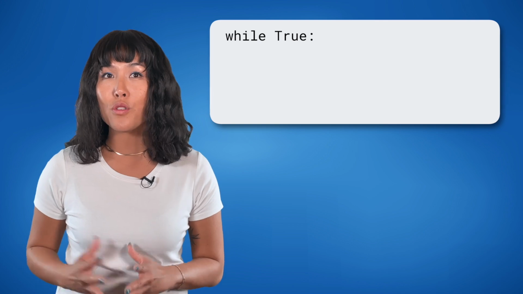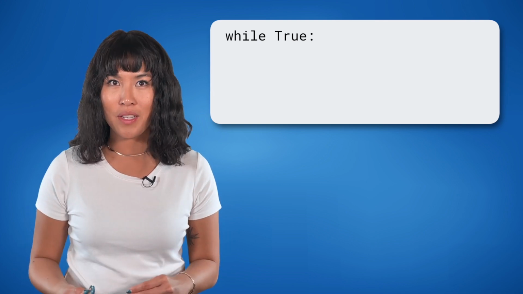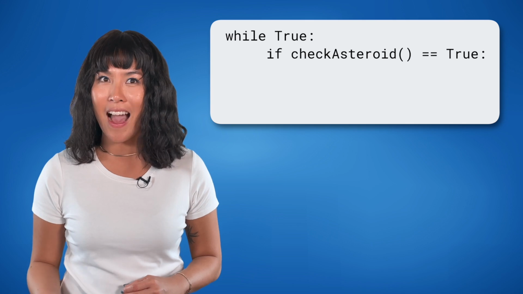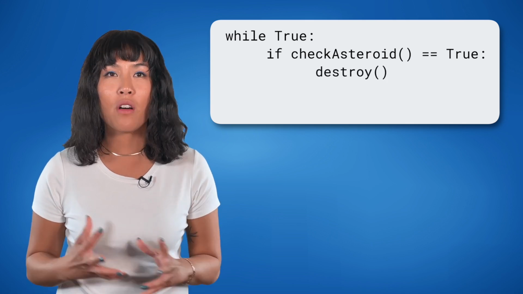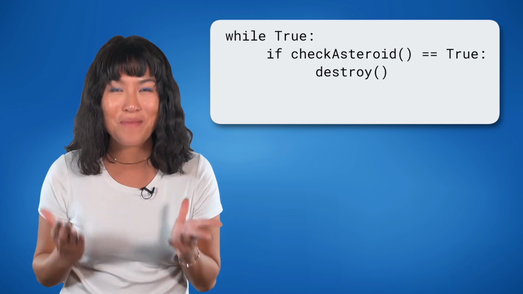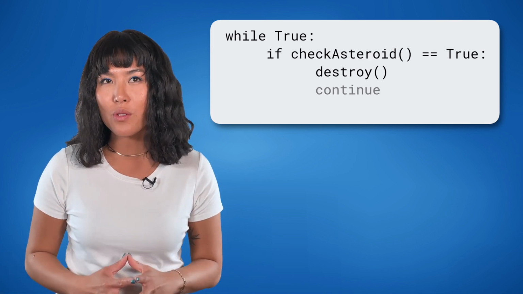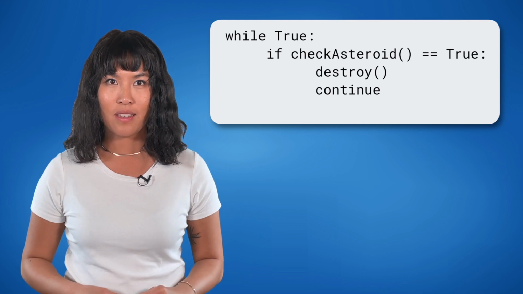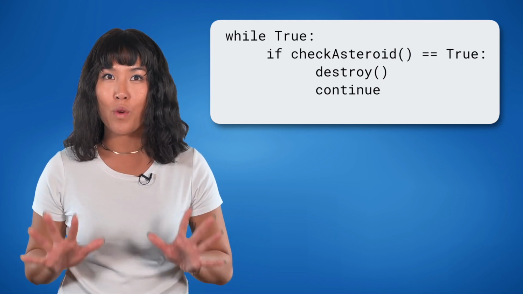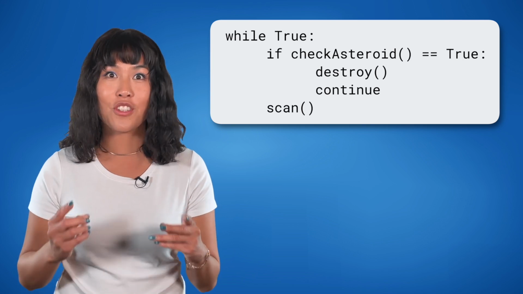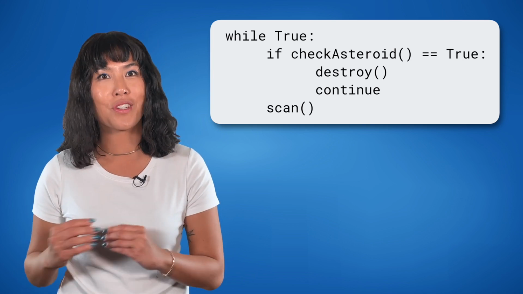Okay, let's take a look at your code. First, we use a while true loop to continually run the code. Then, we write an if statement to check if there is an asteroid in the sky. If this is true, we call the destroy function to get rid of any of those pesky asteroids in the same area. We use a continue statement to skip the rest of the code and continue to destroy asteroids. But if there is no asteroid, we don't skip the next code and instead run the scan function to change the area we are searching.